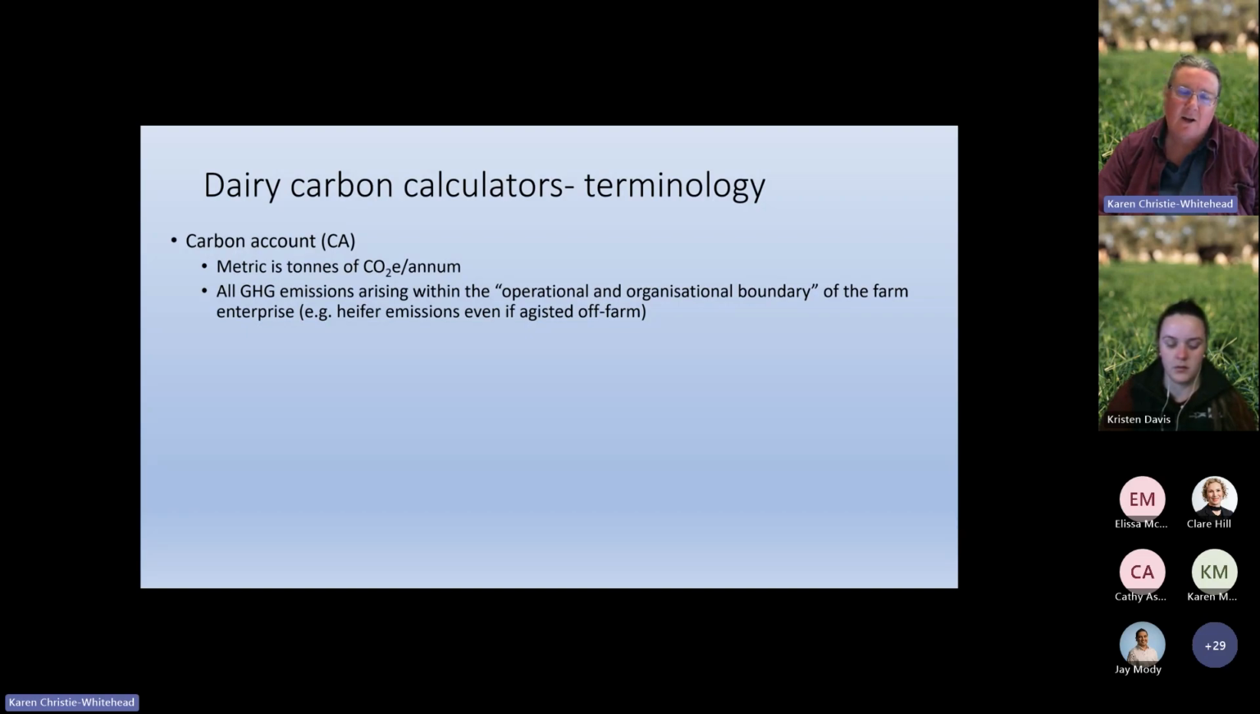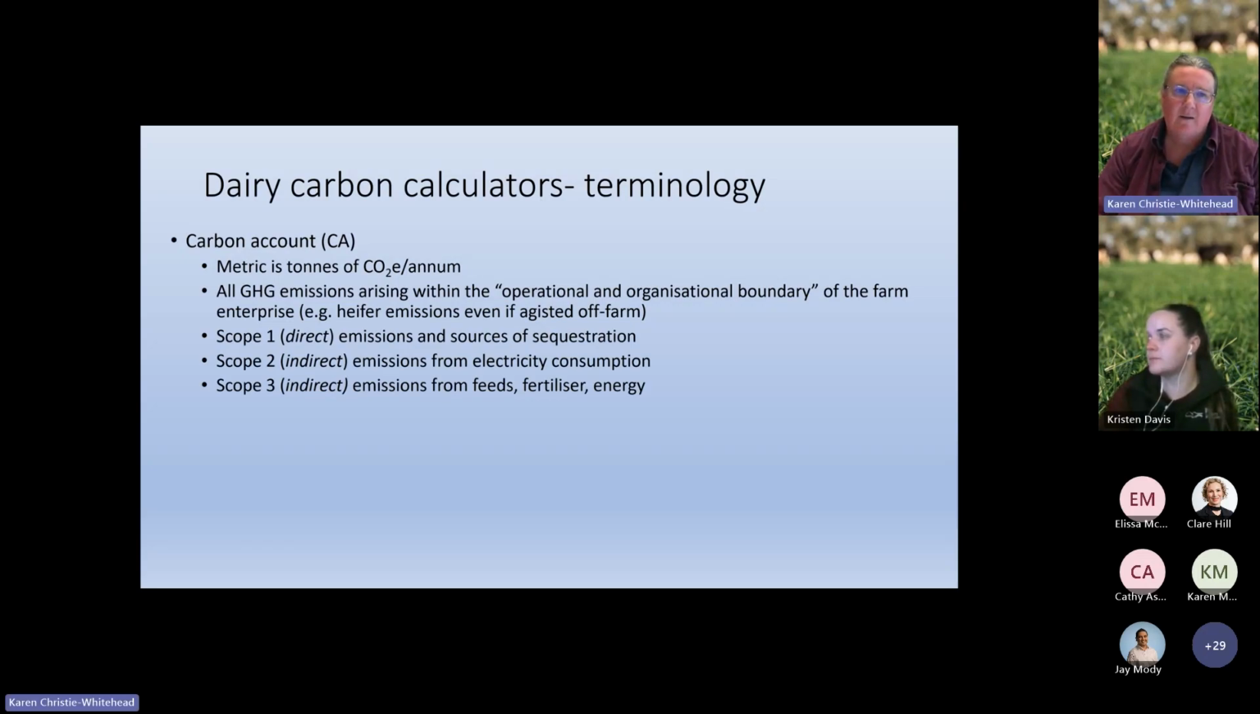Earlier in the piece I used to get questions like, I adjust my heifers off farm, so why is that part of my carbon account? It is because it's part of your operational and organisational boundary. You still have ownership of those heifers, even though they're not on your grazing platform. They're part of your farm boundary. They're still emitting, whether they're on your farm or somebody else's farm.